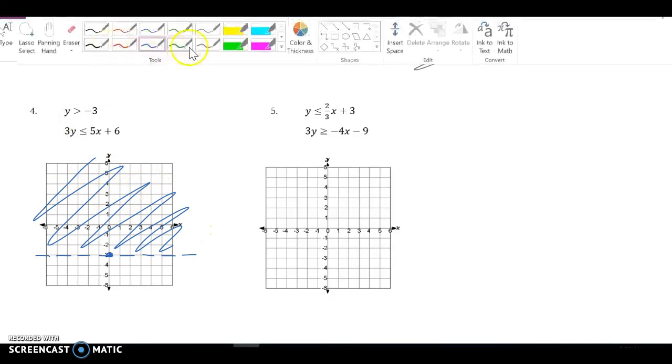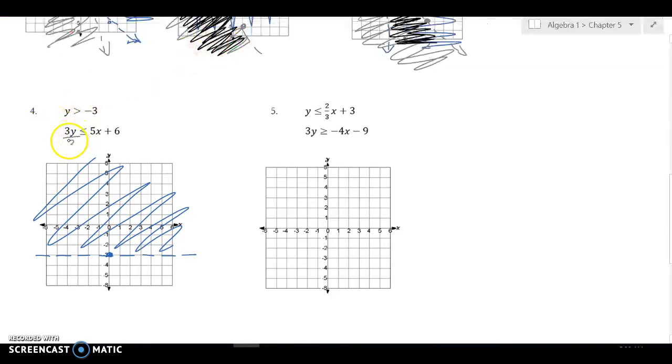For the second equation, you should have divided by 3. So it would have been y is less than or equal to 5 over 3x plus 2. So your m is 5 over 3, and your b is 2. So I'm going to go up 2. And then up 1, 2, 3, 4, 5, 1, 2, 3. And we'll go the other way. 1, 2, 3, 4, 5, 1, 2, 3. And this one's a solid line because it's equal to.